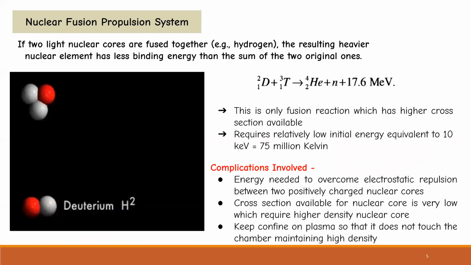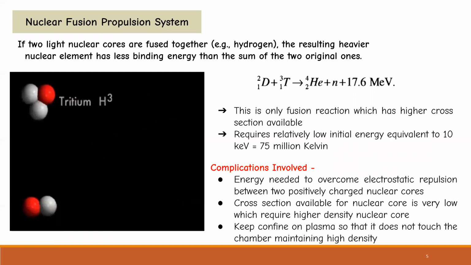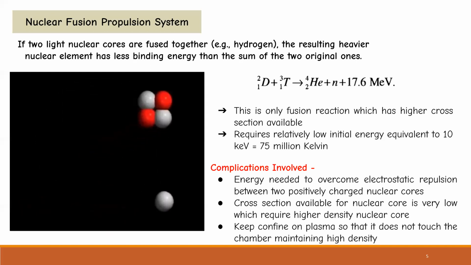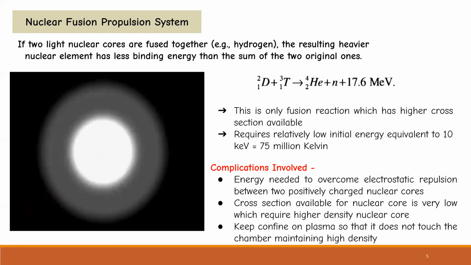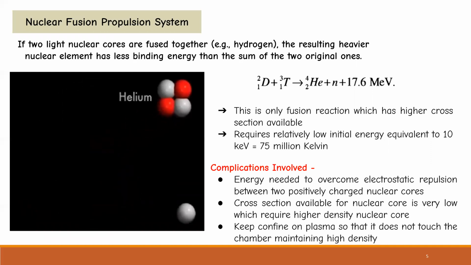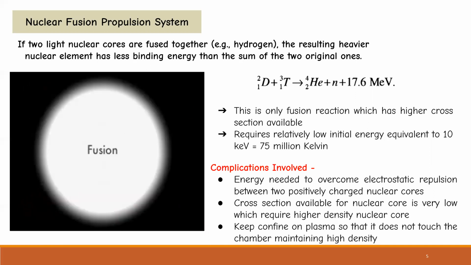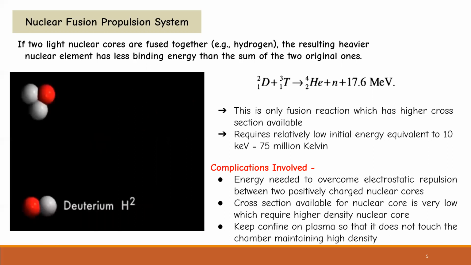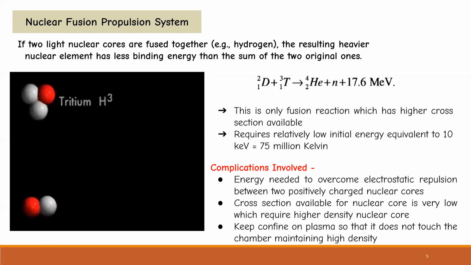The nuclear fusion propulsion system. If two light nuclei are combined together, for example hydrogen, the resulting heavier nuclear element has a binding energy greater than the sum of the two original ones. There is one reaction in a nuclear fusion propulsion system. This is the only fusion reaction which has a higher cross section available and requires relatively low initial energy, equivalent to 10 kilo electron volts, which is equal to 25 million Kelvin.